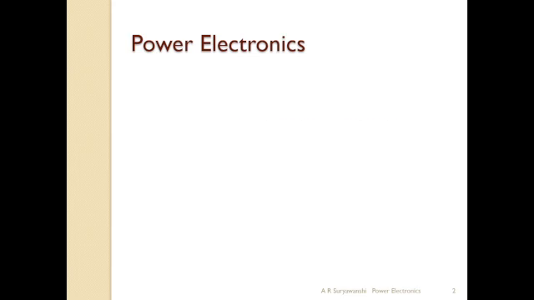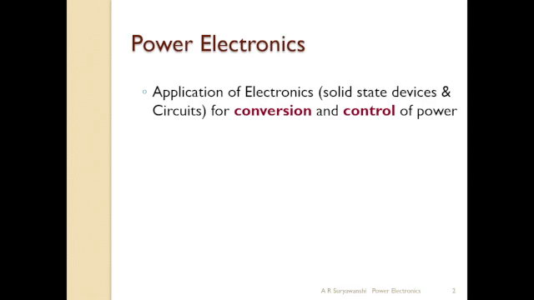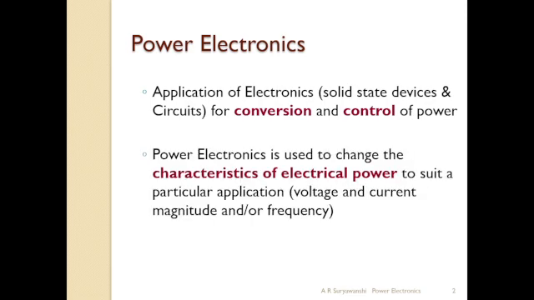Power electronics is the application of electronics, that is solid state devices and circuits. Solid state devices means semiconductor devices, and these semiconductor devices are used in power electronic circuits to convert power from one form into another form, that is conversion and control of power. So power electronics is used to change the characteristics of electric power.